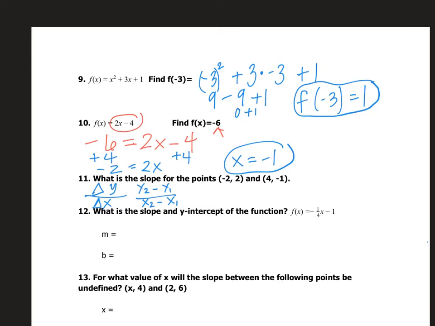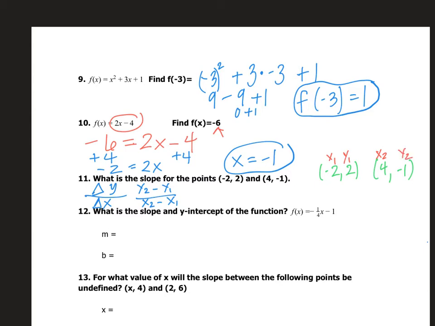So the first thing that I'm going to do is label these points off to the side. I'm actually going to use a different color, so hold on 1 second. I'm going to use green. So I have -2, 2, and then I have 4 and -1. I'm going to label these with red. So here's my x1 and my x2, and then my y1 and my y2.